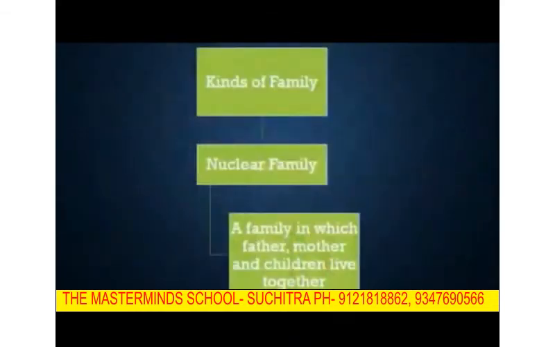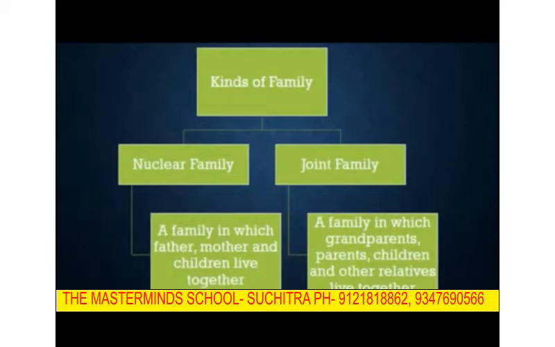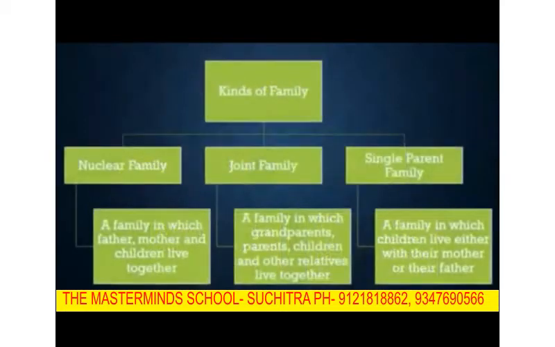A nuclear family is a family in which father, mother, and children live together. A joint family is a family in which grandparents, parents, children, and other relatives live together. A single parent family is a family in which children live either with their mother or their father.